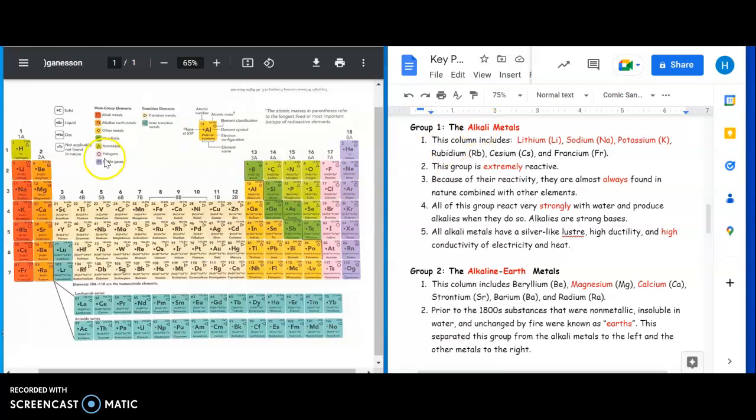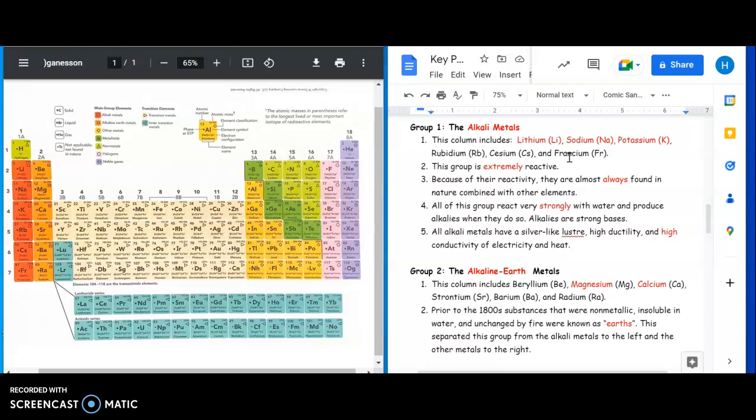So group 1 is called the alkali metals, and that's this column right here. Hydrogen is not really in the alkali metals. It behaves more commonly as a nonmetal, but it does like to break the rules, so it's over on that column as well. The column includes lithium, sodium, potassium, rubidium, cesium, and francium, and the whole group is extremely reactive, and they are almost never found on their own in nature. They're always found in nature combined with other elements.